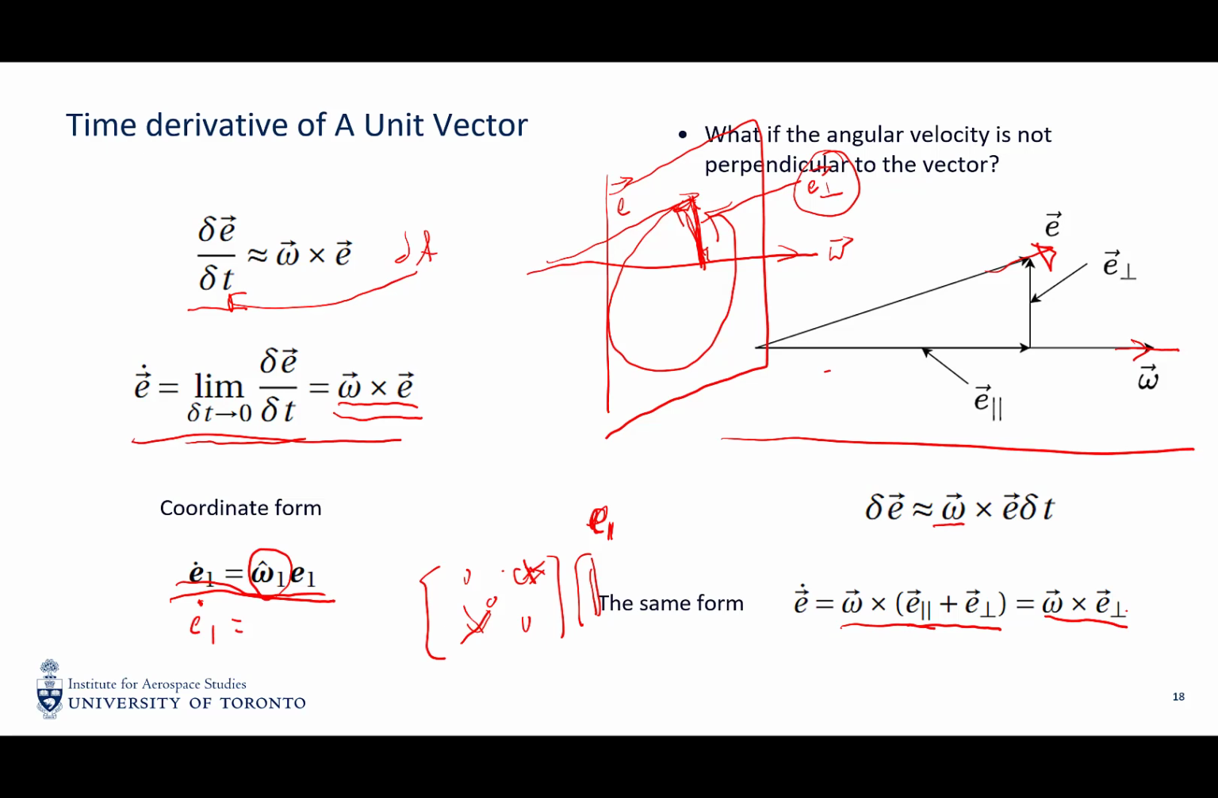So then the rate of change of E is actually the cross product between the omega and the component that is perpendicular to omega. From this analysis, we can just safely write the rate of change of E as the cross product between the omega and the E without assuming whether this omega is perpendicular or not, because the parallel component will be cancelled naturally.